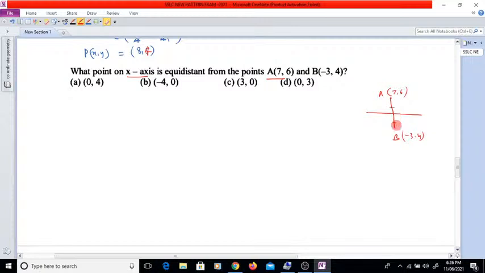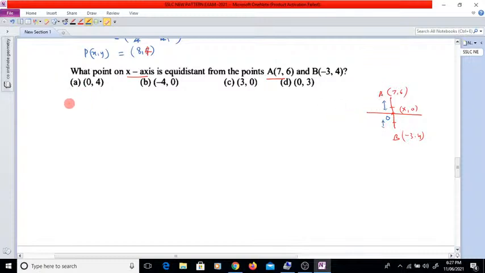So any point on x-axis, as we know, is of the form x comma 0. Suppose I call this O. So OA and OB are at equal distance. So these distances are equal. So that is OA equals OB.